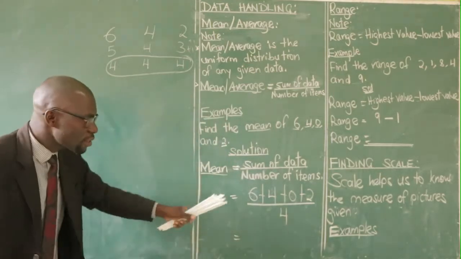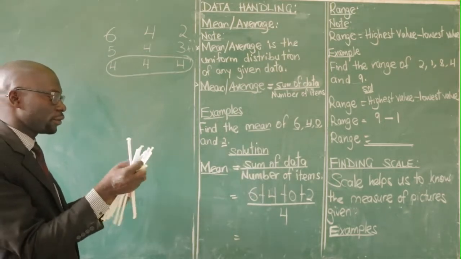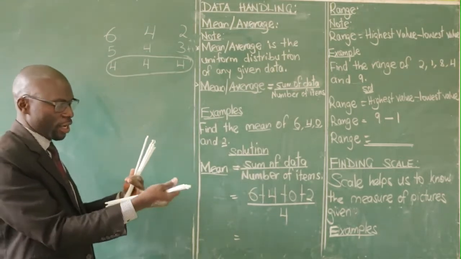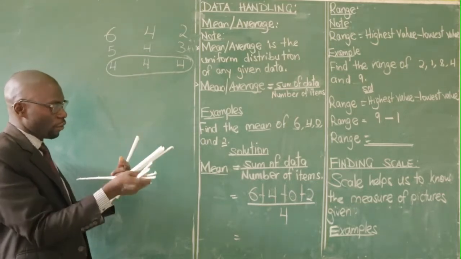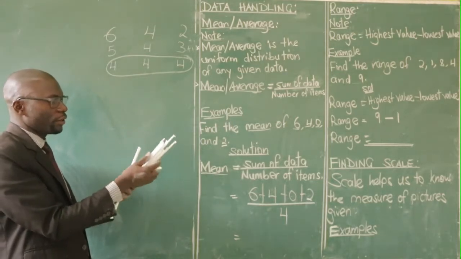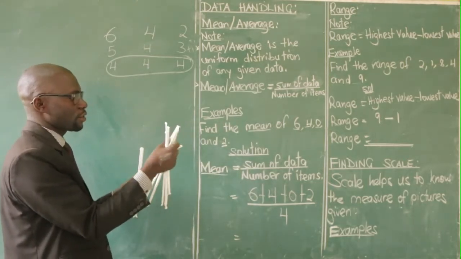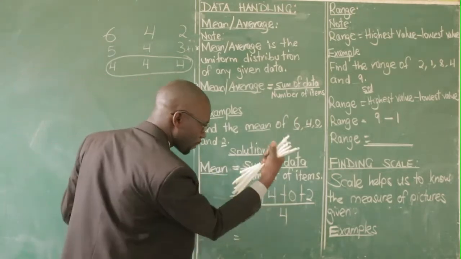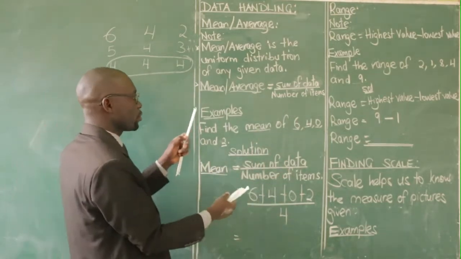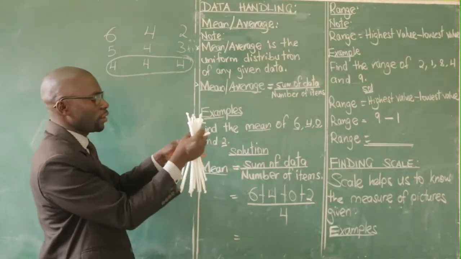Now, what is 6 plus 4? 1, 2, 3, 4, 5, 6. We have 6 here. Plus 4. 1, 2, 3, 4. When I put them together, I'll be having 1, 2, 3, 4, 5, 6, 7, 8, 9, 10. Plus 0, it will remain 10. And then plus 2, 1, 2. So this is 10 plus 2, 11, 12.